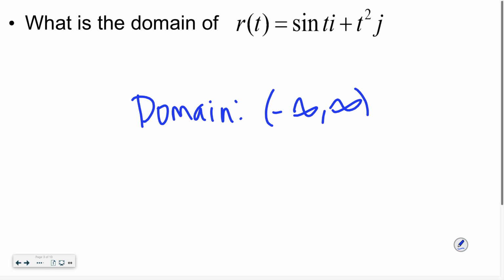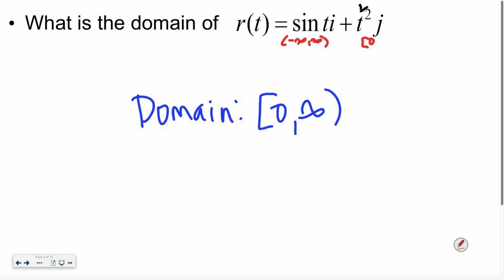Isn't the i the x? Yeah. Well, okay. So sine would have a domain of all real numbers. And t squared has a domain of all real numbers. Therefore, overlapping the two, we have a domain of all real numbers. Now, Nick, what would happen if I change this to be t to the 1/2? Now what is our domain? 0 to infinity. Okay. Now this has a domain of all real numbers, but radical t has a domain of 0 to infinity. So as a vector valued function, the domain is the overlap between the two, 0 to infinity. If I can't plug it into y, I can't plug it into the x.